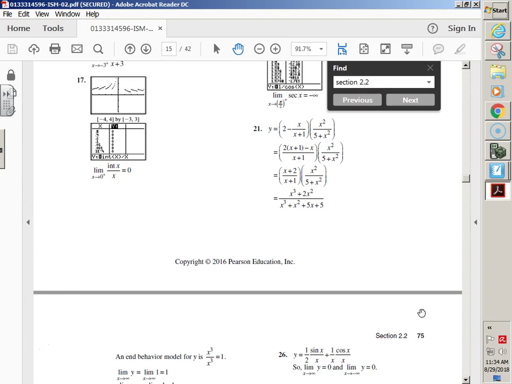Is that your original function? Ugh, that is your original function. Trying to find going to infinity and negative infinity? Okay. Just leave it. Going to infinity and negative infinity. You'd think I'd learn. Ugh, but I don't.